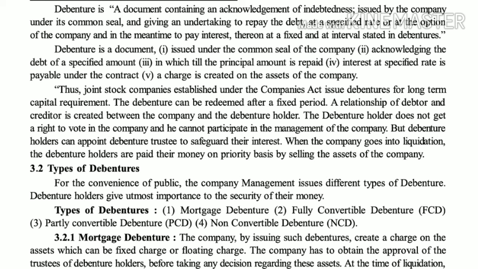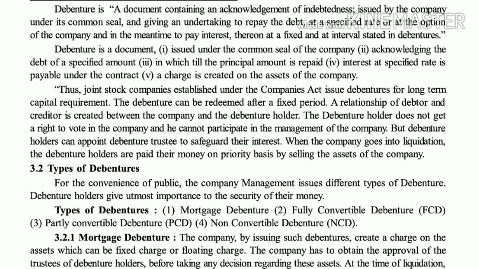Now, to protect the interest, whenever there is a matter of money, there must be a trust, and that trust should be made for the debenture holders so that their interests are protected. When the company goes into liquidation, they are paid their money on a priority basis by selling the assets of the company. Once the company goes into liquidation, the debenture holders are paid first, because they are the creditors, and later on the preference and equity shareholders are paid.